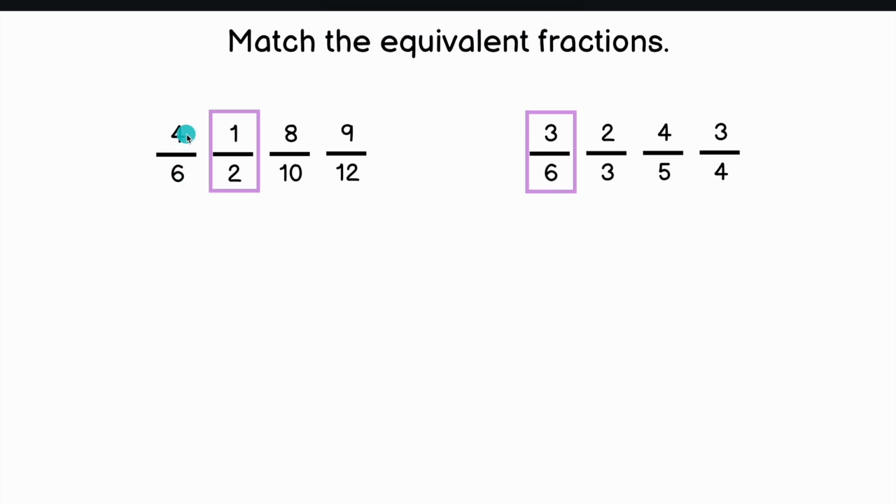Let's try to use patterns to see which fraction is equivalent to 4/6. I see 2/3. Let's think multiplication first. 4 times something does not equal 2. Let's try division. 4 divided by 2 equals 2. Let's do the same to the denominator. We said 4 divided by 2 is 2. Is 6 divided by 2 equal to 3?